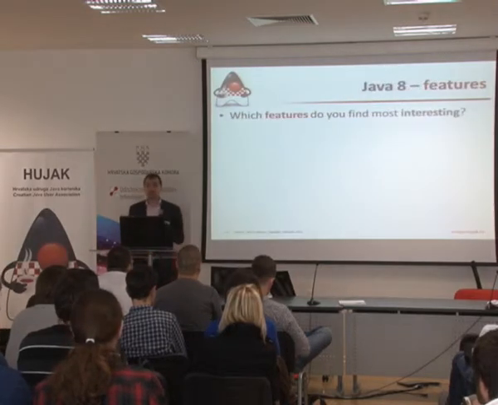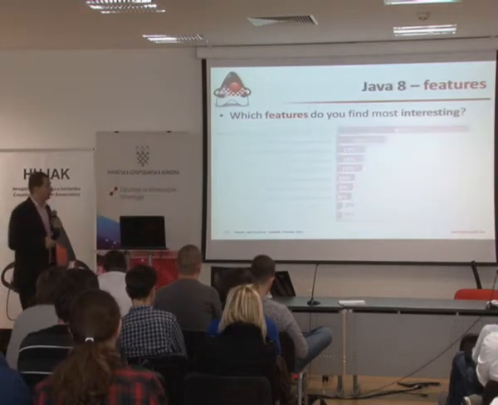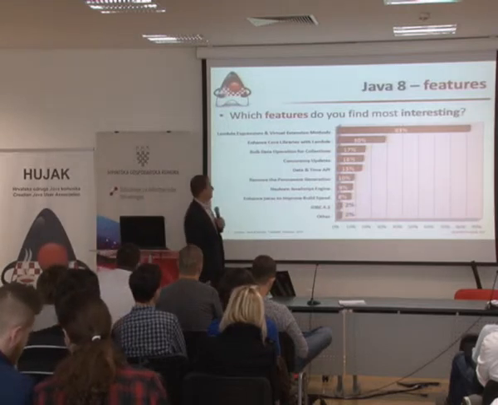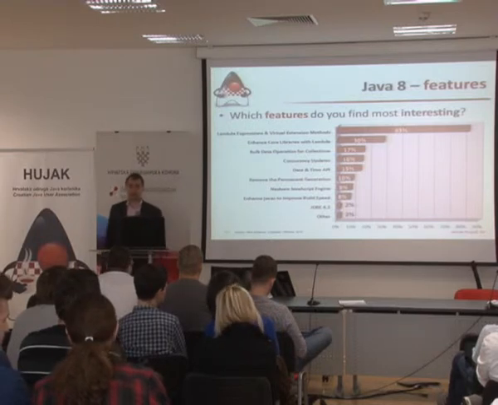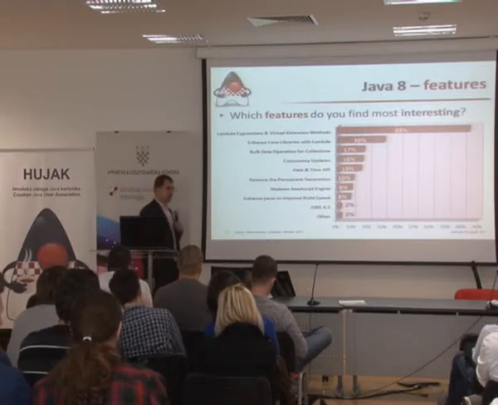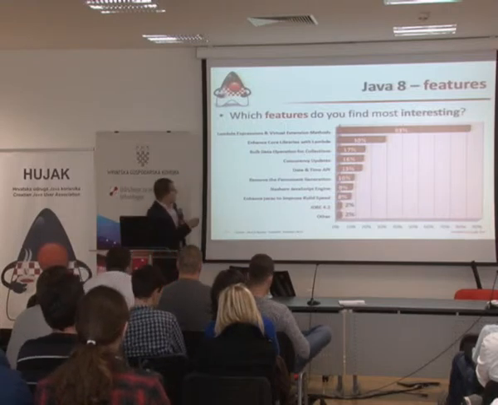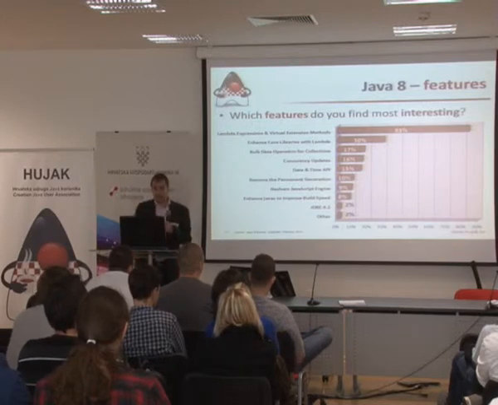If we take a look at the features, which features are most interesting in Java 8 right now? Well, this is the same survey from TypeSafe, and the first thing over there is lambdas. More than 83% said lambdas, lambdas, lambdas. So are those lambdas a really great thing or not? I'm not sure. Although the other thing is also core libraries, but with lambdas. So once again, we have lambdas.